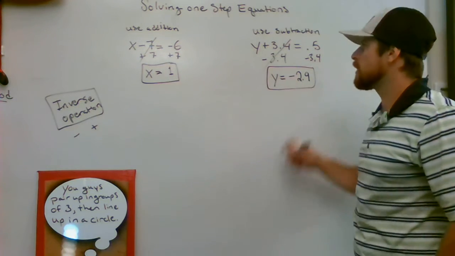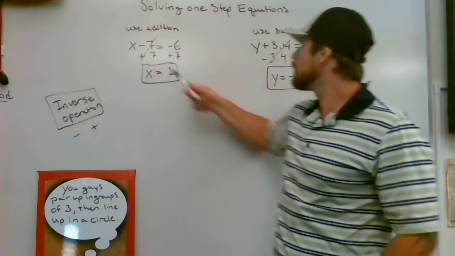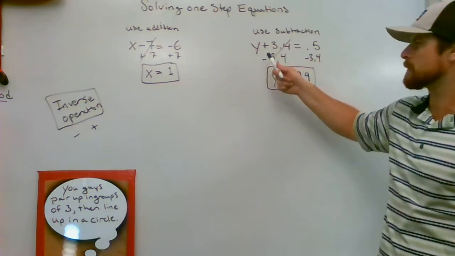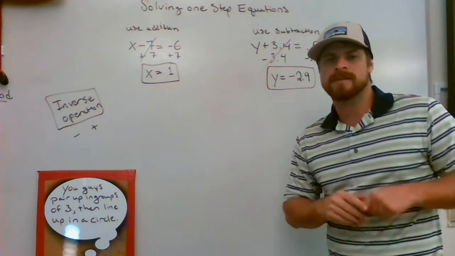This is how you solve one-step equations when you need to use addition or subtraction. If I see subtraction, I'm going to add. If I see addition, I'm going to subtract. And it is simple as that. All right, hopefully this made sense to you.